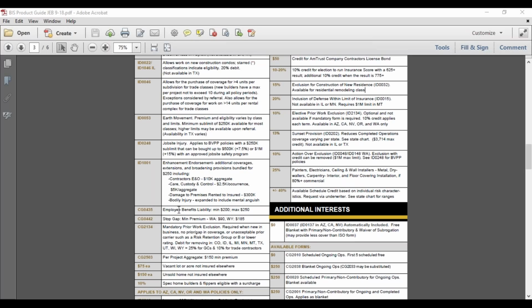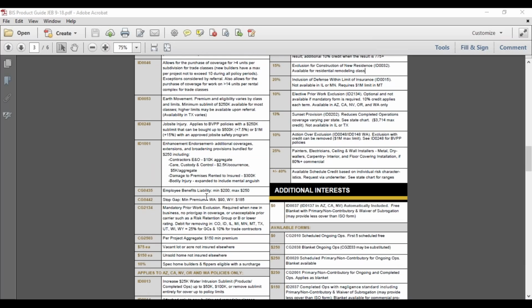We can add employee benefits liability up to $250 per policy. For Washington, there's a stopgap coverage available.